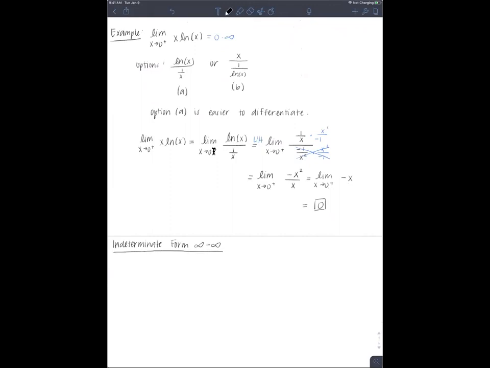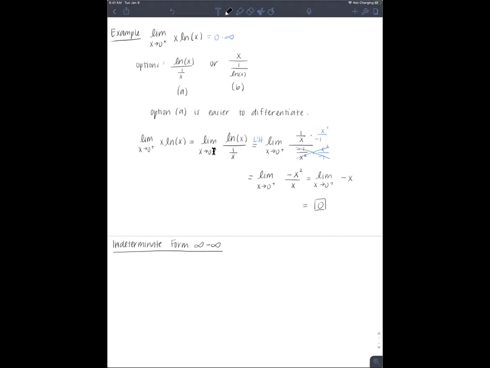Again, what we're going to do is essentially try and convert this to either 0 over 0 or infinity over infinity, and then we can use L'Hopital's rule. That's essentially what's going to happen to all of these other indeterminate forms: we're going to convert them back to one of the first two.